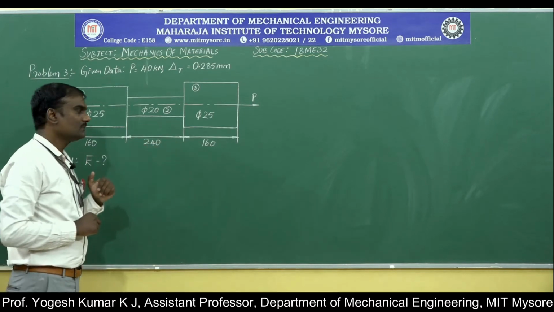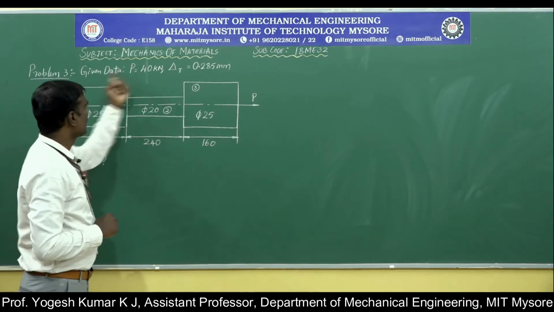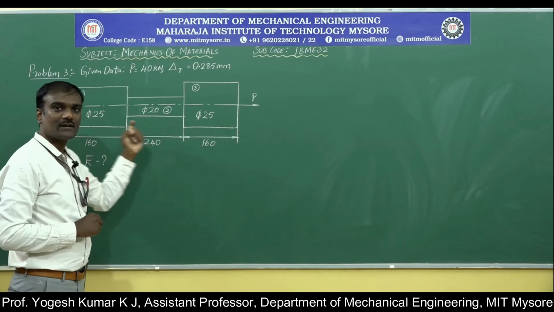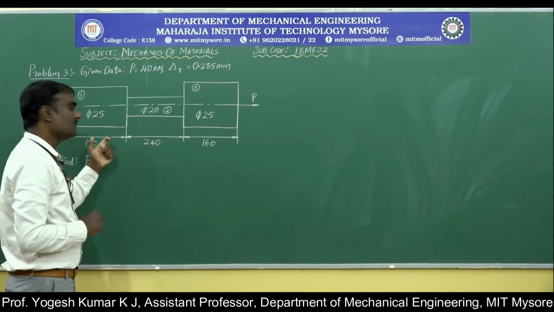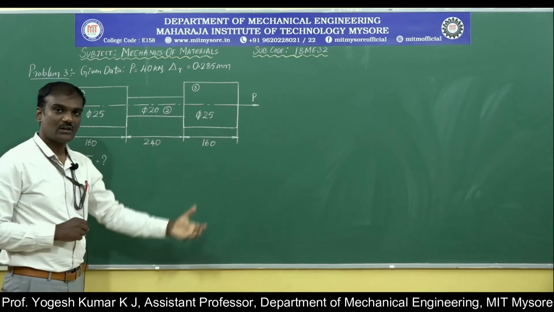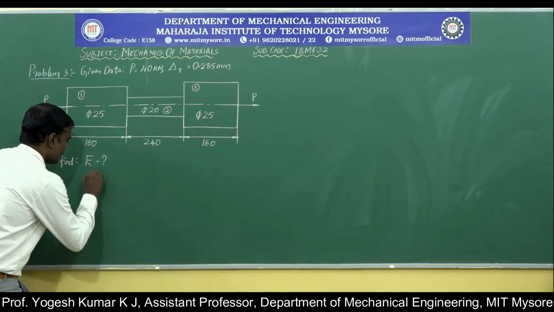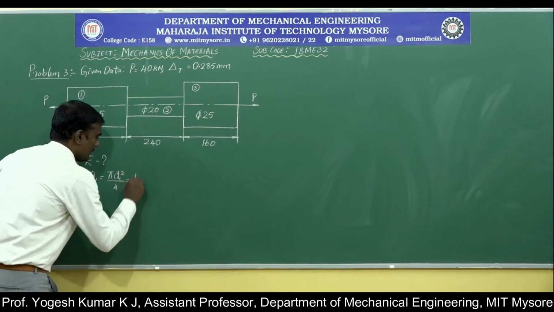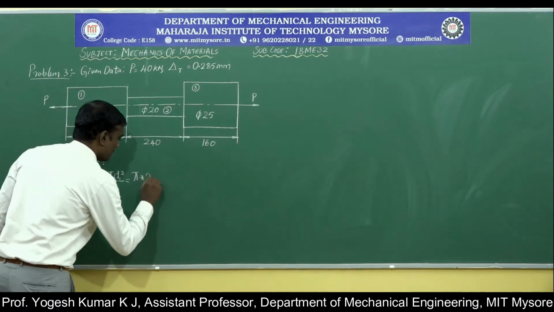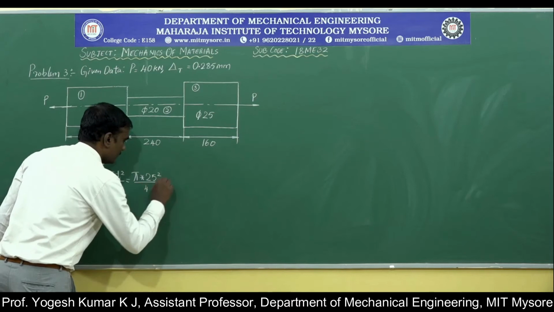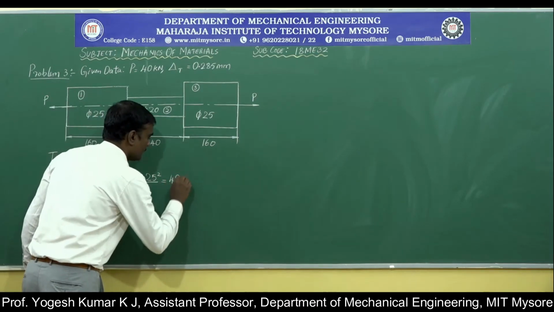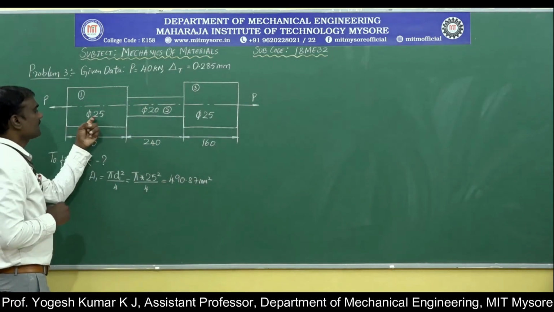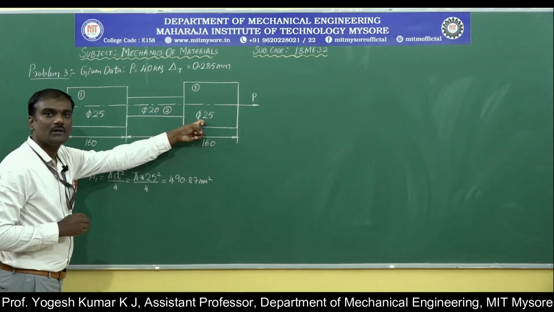As we have done in the previous problem, our first duty is to write down the given data. Once we have identified the data mentioned in the problem, the next is we should check whether the cross-sectional areas are given or the diameters are given. If the diameters are given, find out the cross-sectional areas. Cross-sectional area, that is A1 equals pi d1 square divided by 4, pi into 25 mm square by 4. On solving this, we get 490.87 millimeter square.